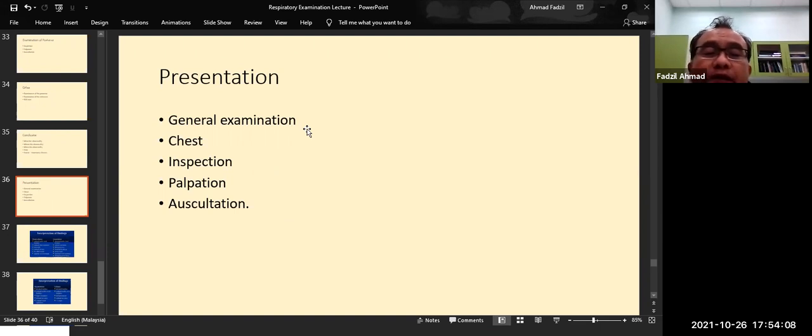You always start with the general examination. You can tell the patient is alert, conscious, not in distress. There is no central cyanosis or peripheral cyanosis. There is no clubbing. Child is on room air, doesn't matter. The examination of the throat is normal. And then the neck: any lymphadenopathy, enlarged lymph node or not.